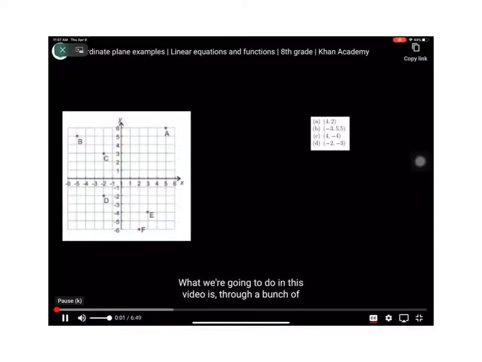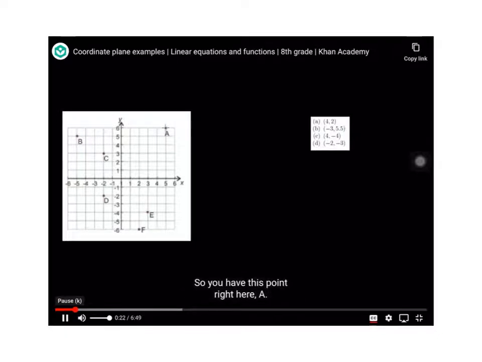What we're going to do in this video is, through a bunch of examples, familiarize ourselves with the XY coordinate plane. First we're going to look at some points that are already plotted and figure out their coordinates. Then we're going to look at some coordinates and figure out where those points are. And then we'll do one more problem. So let's figure out what are the coordinates of these points.